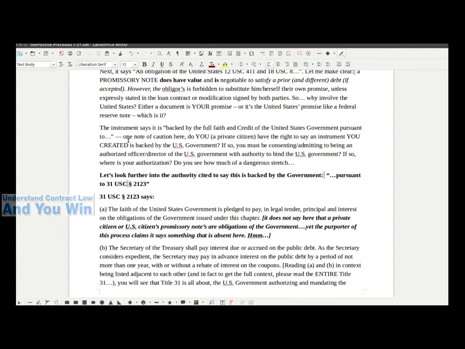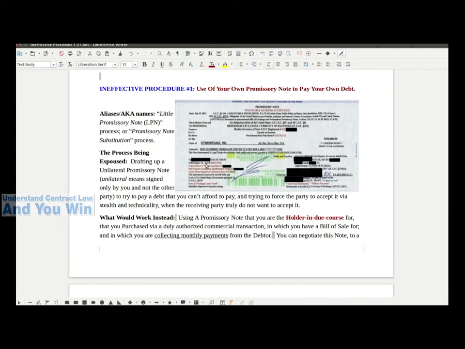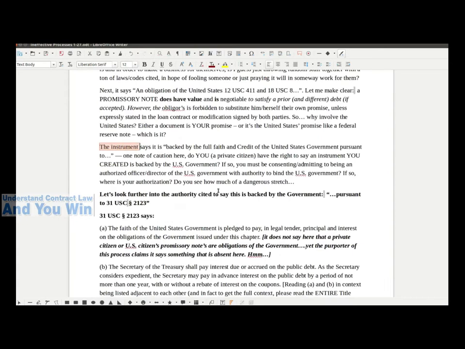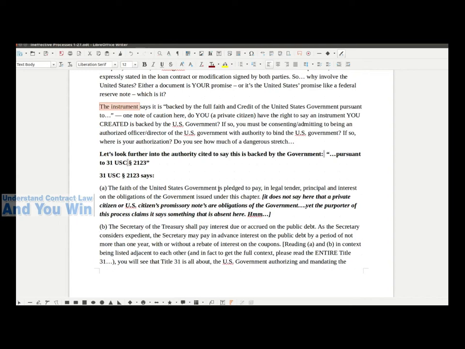So let's read and see what they say. The promissory note instrument says, "backed by the full faith and credit of the United States government." Okay, I'm talking about this on the bottom left. Where does it say this? I know it says it on here somewhere. It's really small. Here, this bottom left: "This instrument is backed by the full faith and credit of the United States government." You could say that if you don't work for the United States government, you don't have the authority to make that claim and put that on there. The instrument says "backed by the full faith and credit of the United States government pursuant to."